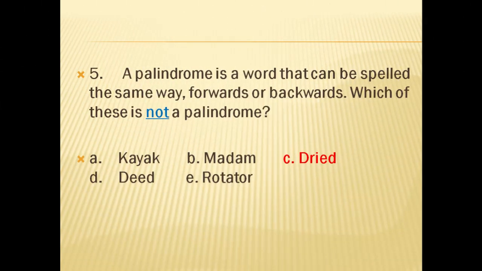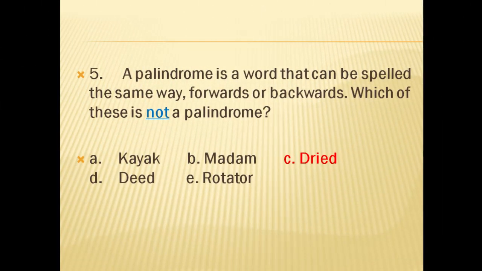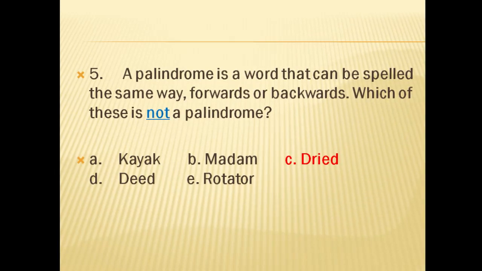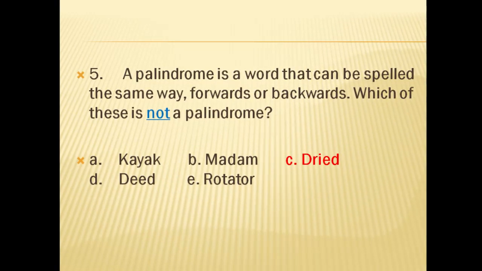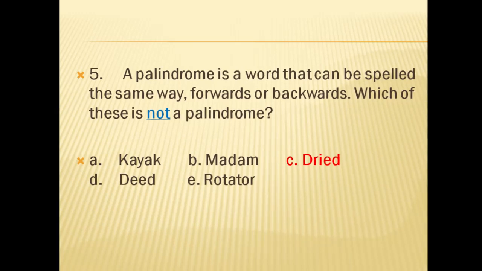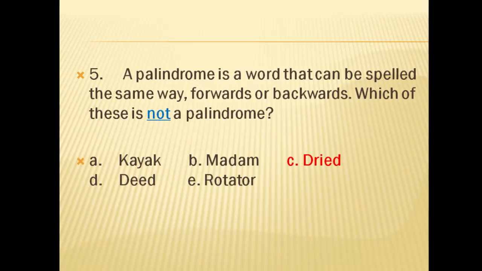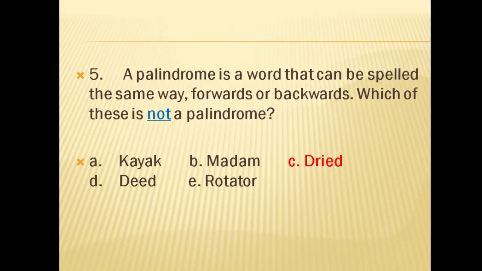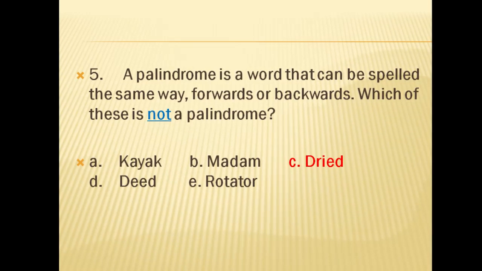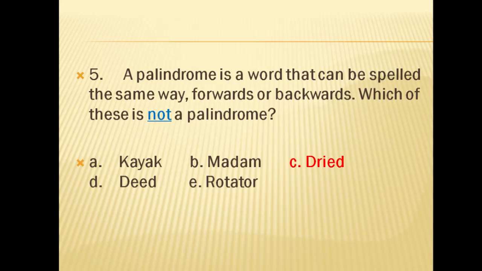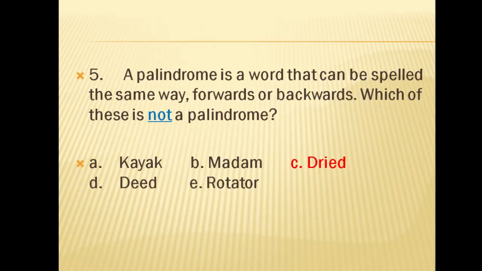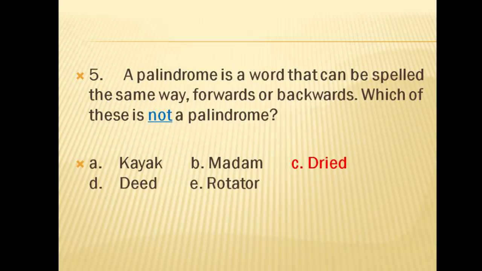A palindrome is a word that can be spelled the same way, forwards or backwards. Which of these is not a palindrome? Dried. Dried is the answer.